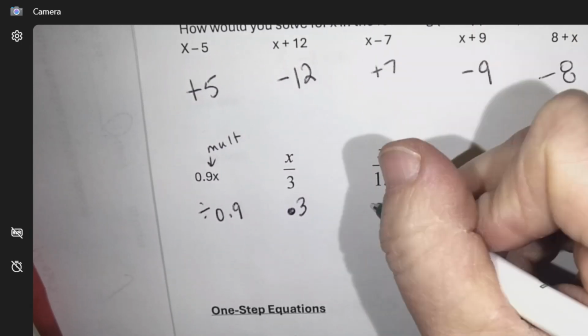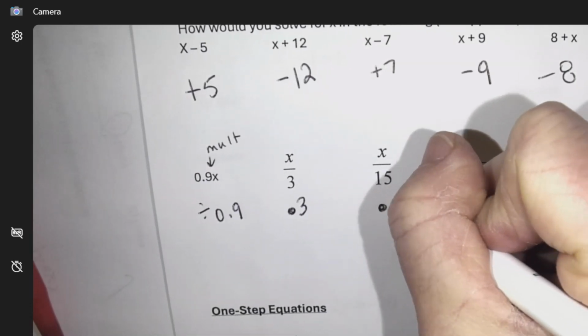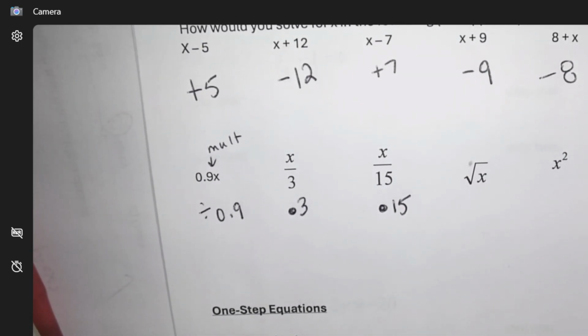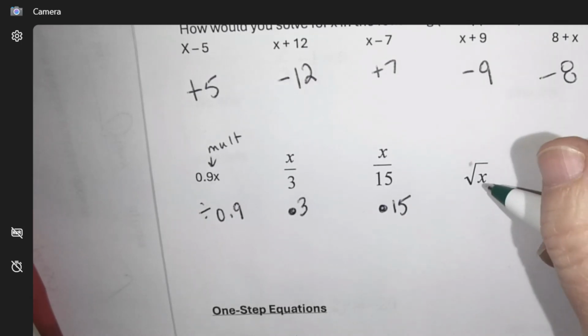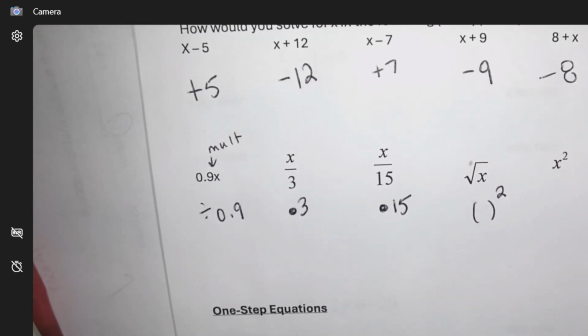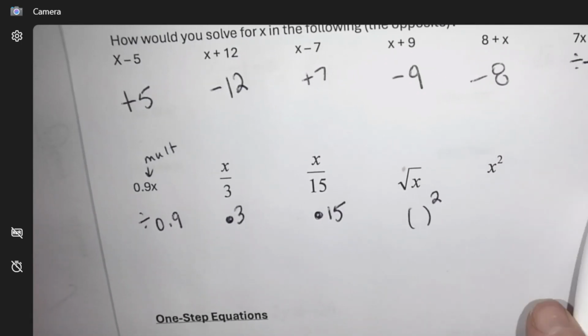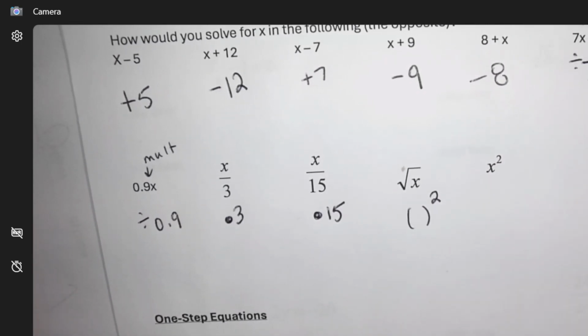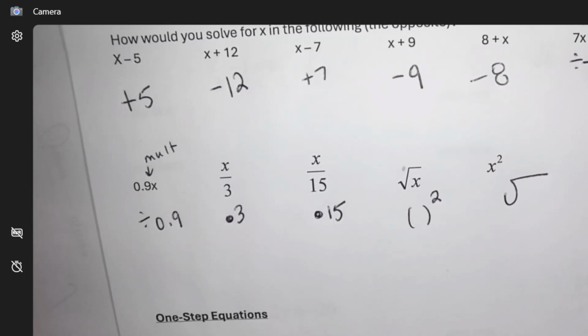X divided by 15, so I'm going to times by 15. So here x is square rooted, so I'm going to square it. Here x is being squared, so I'm going to square root it. Okay, so that's the gist of it. Always you're going to think opposite. You're trying to get rid of stuff to get that letter alone.